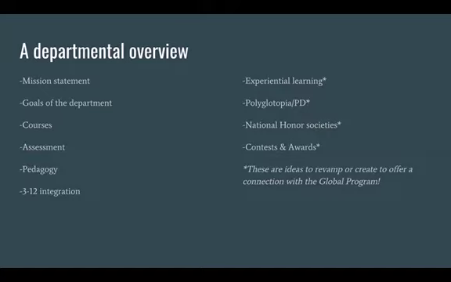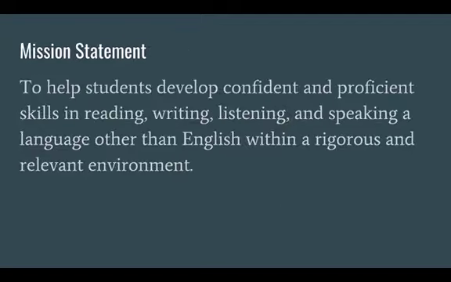We have STEAM, we have humanities, and then there's global, which is the global studies program, the entrepreneurship angle, and then the language angle. So one of the first things we did was a mission statement. What's the point of the department? Well, it's to develop students confident and proficient skills in reading, writing, listening, and speaking. Those are the 4 key skills that we need to do in a language other than English, within a rigorous and relevant environment. Those 2 R's are important.